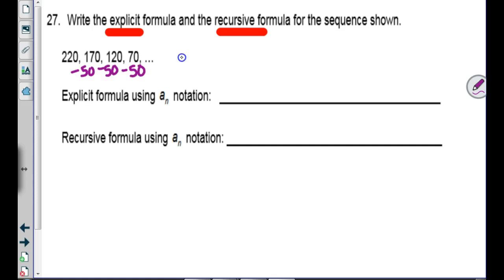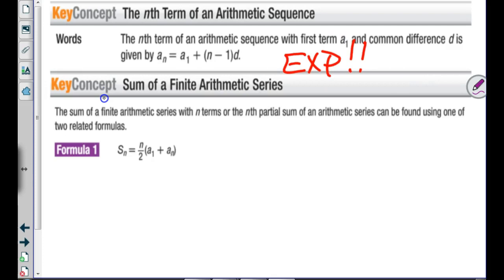The X value. Okay, not what I was asking. Is it arithmetic or geometric? Okay, it is arithmetic with a common difference of -50. So then explicit means you go here and you write this formula.